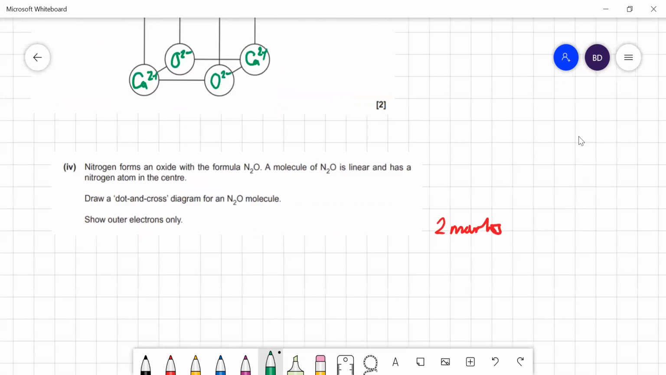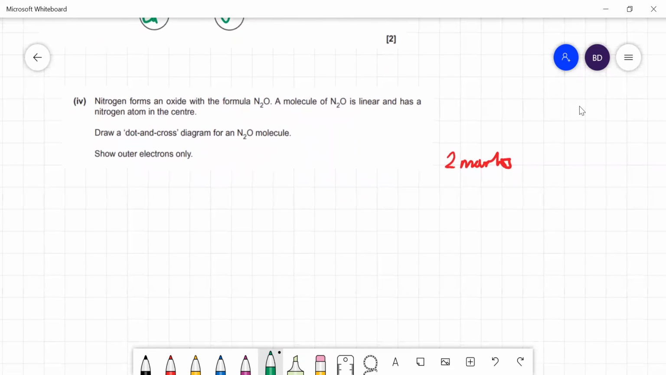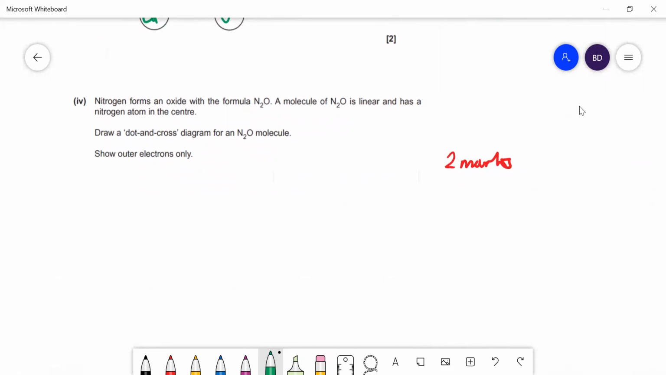Right, now this is a tricky question. Nitrogen forms an oxide with the formula N2O, okay? And a molecule of N2O is linear and has nitrogen at the center of the atom. Now, what's going on here? First of all, let's think about how many bonds nitrogen likes to form, and how many bonds oxygen normally forms. Well, nitrogen always forms 3.